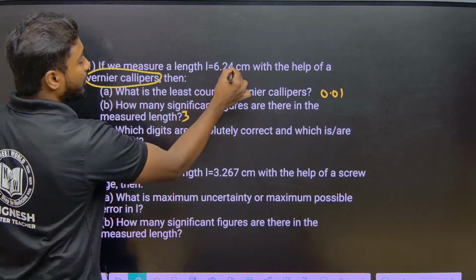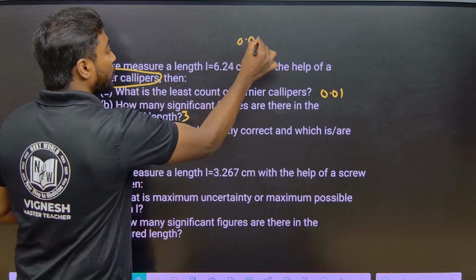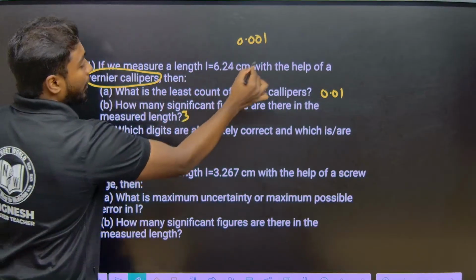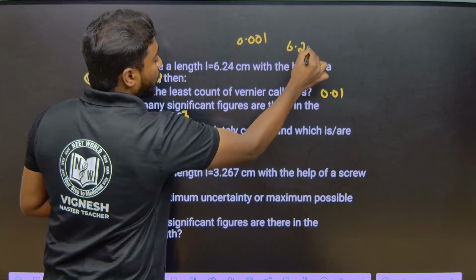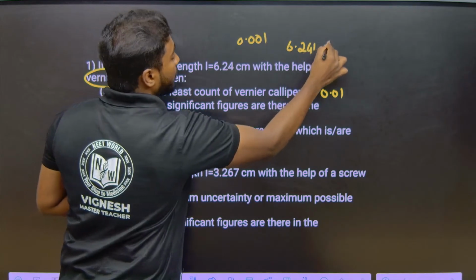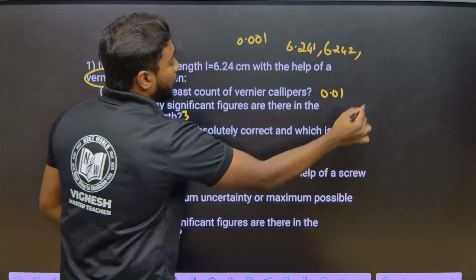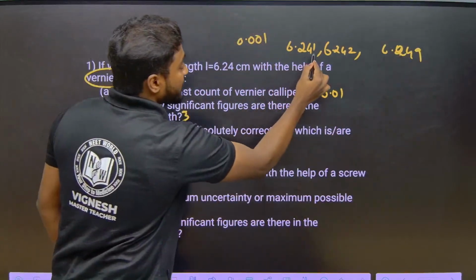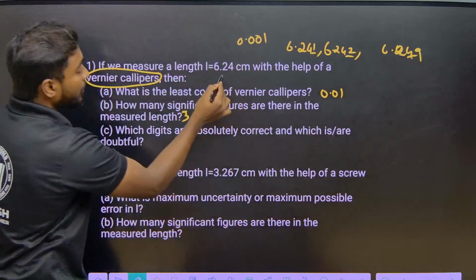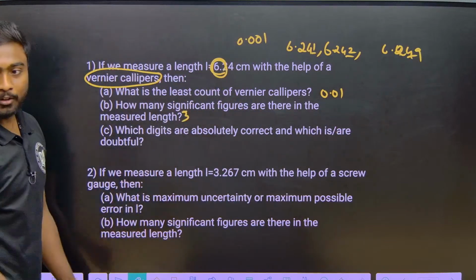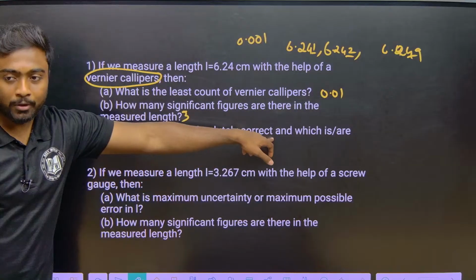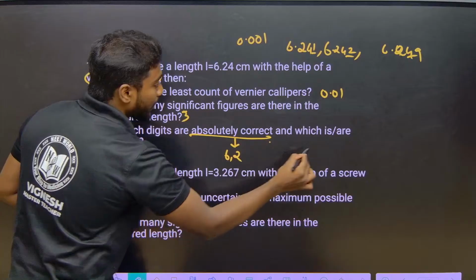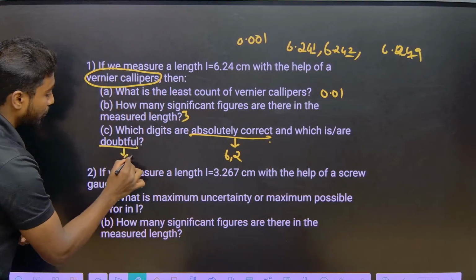Like if I take 0.001, the number can change to 6.241, 6.242 up to 6.249. So the number is changing here. So here I can say 6 and 2 are the absolute correct values, and the doubtful one is 4.